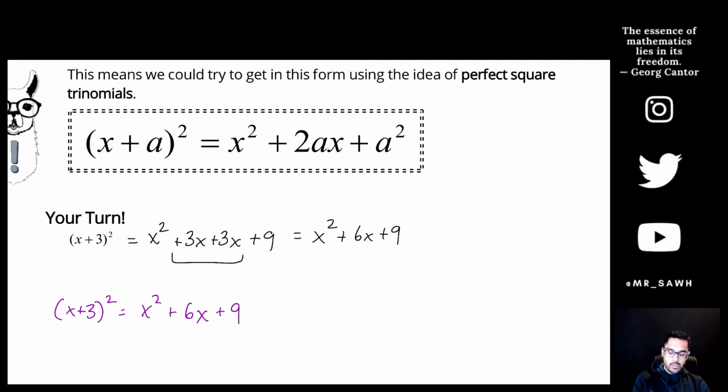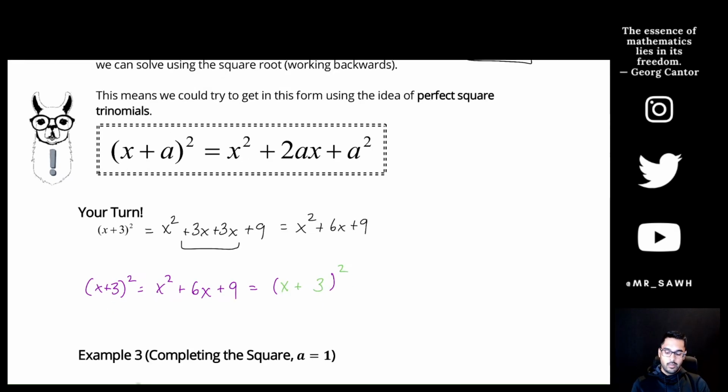Now you can go backwards as well into your factored format, just remembering to do everything in reverse. Take your first term, square root it, which is x. Take your last term, square root it, you get 3. And the sign that you're going to have in between them is the sign in between your x² and your x term. So it's going to be a plus, and you've got two of them. So you can go from one to the other very, very quickly, which is what we're going to need to do.